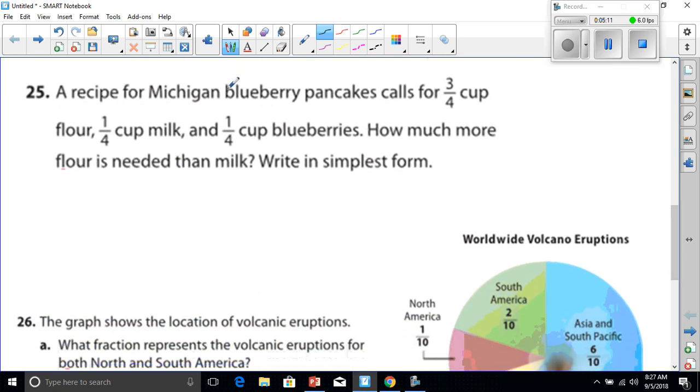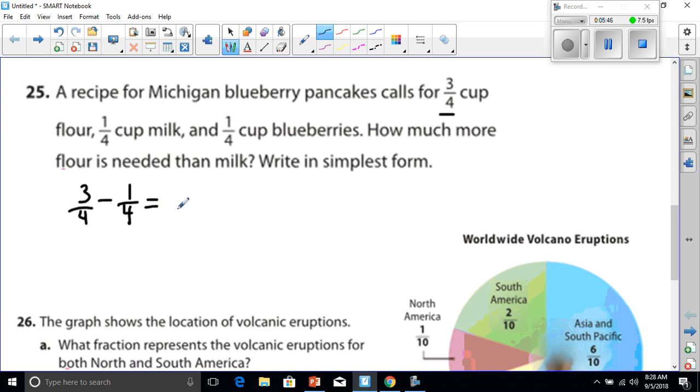25. A recipe for Michigan blueberry pancakes calls for 3/4 cup flour, 1/4 cup of milk, and 1/4 cup of blueberries. How much more flour is needed than milk? Well, let's see. We had how much flour? 3/4 cup of flour. And how much milk did we have? 1/4 cup of milk. And it says how much more, so we know that we're going to be subtracting, right? Because we're looking for the difference.